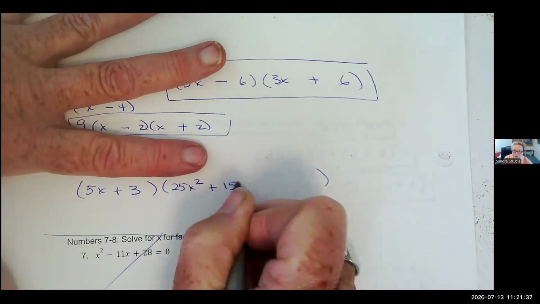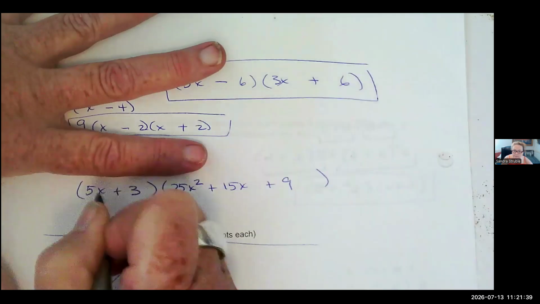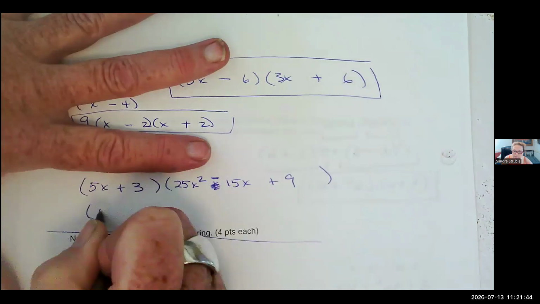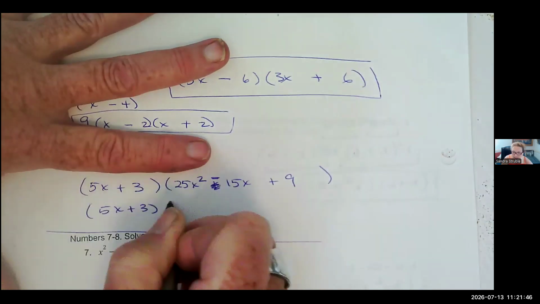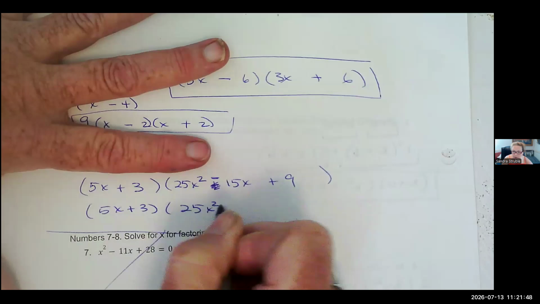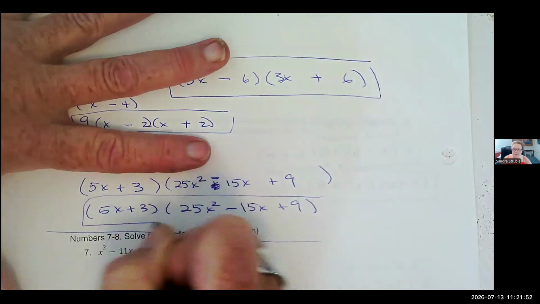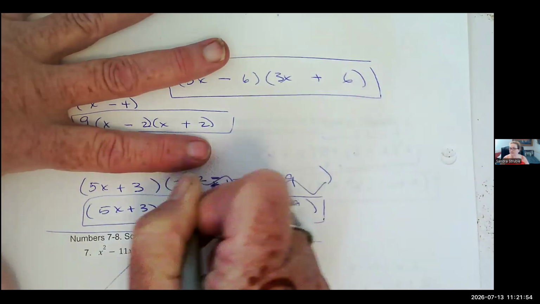Oh, this is wrong. This should be a minus. Let me rewrite that. The first one is the only thing that's all positive. Minus 15x plus 9. There we go. That's better. That is the answer for that one. All right, that's it. Let me know what questions you have.